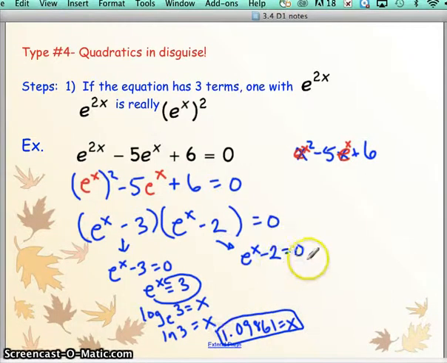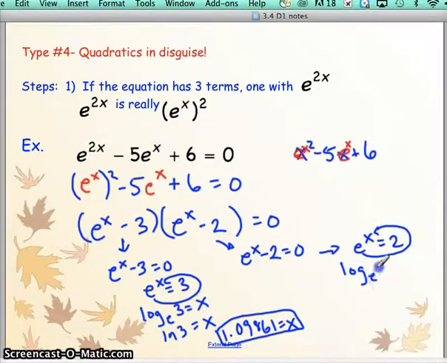And then over here we're going to add a 2. So e to the x equals 2. We're going to change it into a log. So log base e of 2 equals x. And you can write that as natural log of 2 because log base e is natural log. And then type natural log of 2 in your calculator and you get 0.693147.